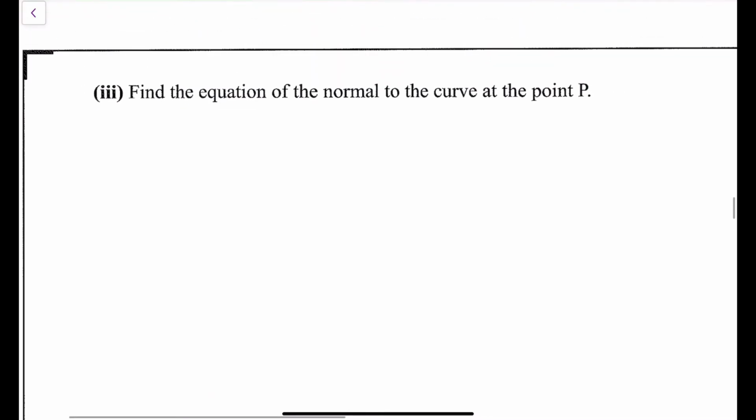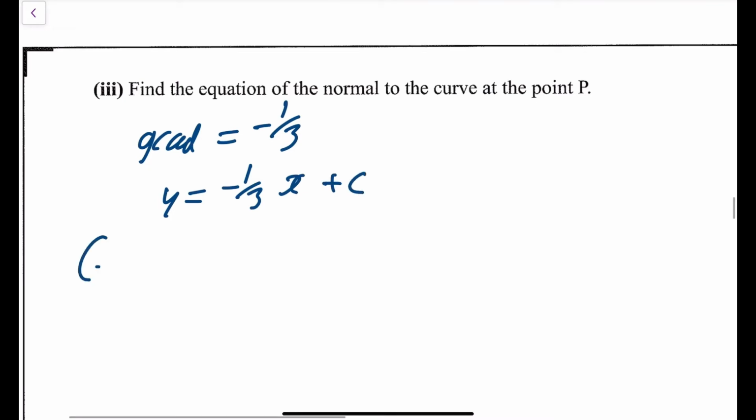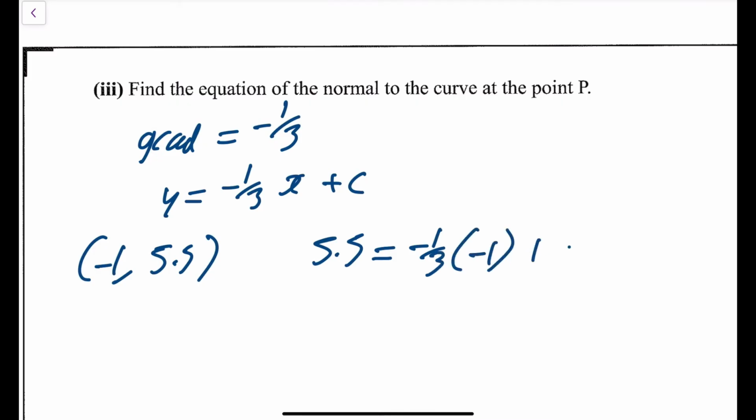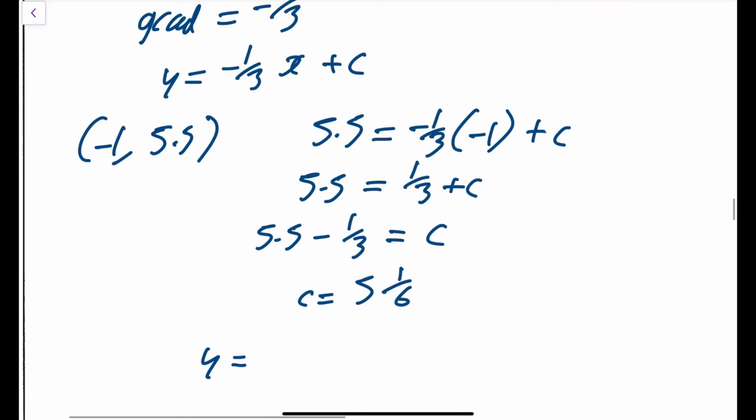Okay, next one says find the equation of the normal to the curve at the point. So the normal and the tangent, their gradients are negative reciprocals, so you've got that. That means the equation of your normal is y equals minus 1 over 3 x plus c. And we knew the point P was minus 1, 5.5, so we're going to sub that in. So 5.5 is equal to minus a third times minus 1 plus c. So 5.5 is equal to 1/3 plus c. And I just did this with my calculator, and the calculator sorts it out, gives you a nice fraction answer. That gave me c is equal to 5 1/6. So y is equal to minus 1/3 x plus 5 1/6.